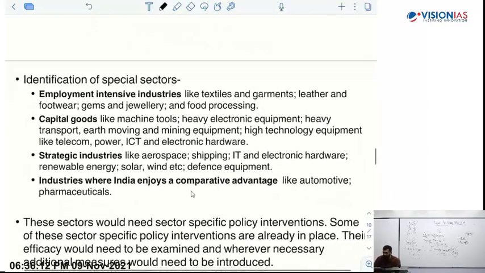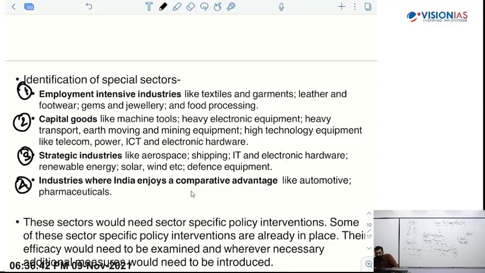Now see identification of special sectors. इन्होंने 4 कैटेगरी में स्पेशल सेक्टर काउंट करे. One was employment intensive, capital goods, strategic, and industries where India enjoys a comparative advantage. And see the number of industries included. Employment intensive, जो मन में आया लिख दो. Textile, garments, leather, footwear. See this I've already told you, they are employment intensive. This is true everywhere. Then gems and jewelry, food processing.